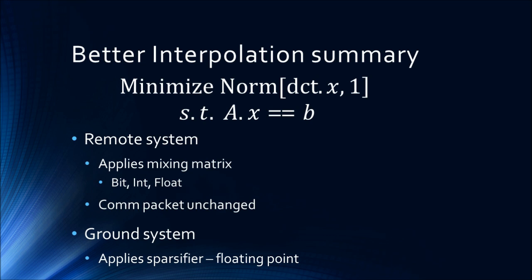So we've achieved some better interpolation by minimizing the L1 norm of the sparse version of X. What did we do on the remote system? We applied some kind of mixing matrix to our collected data. Now that could be bits, could be zeros or ones, plus or minus ones. Those could be ints, they could be floats. But likely our communication packet was not changed.